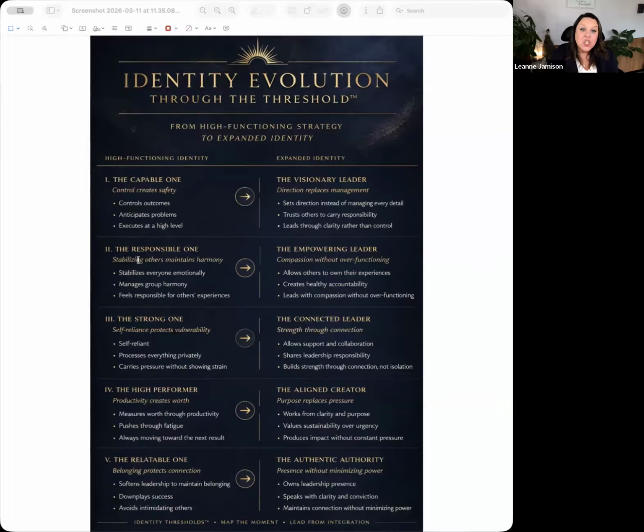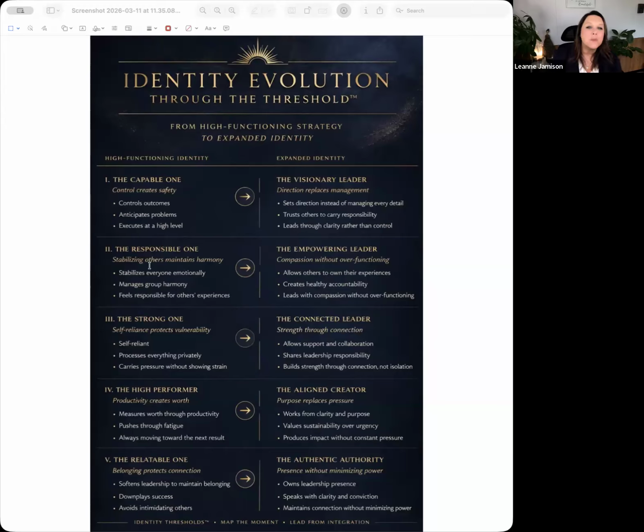So, when we shift into the authentic authority, she doesn't lose the warmth. She doesn't become hard or distant or intimidating, which is what we fear. She becomes more fully herself. She speaks with clarity, with conviction. She claims the full scope of her expertise without apologizing for it. And she stops managing other people's comfort at the expense of her own integrity.